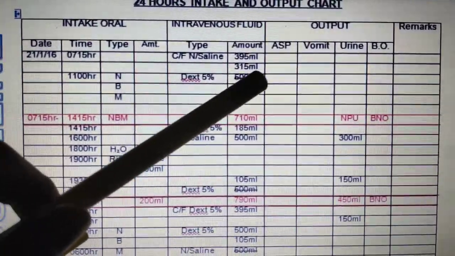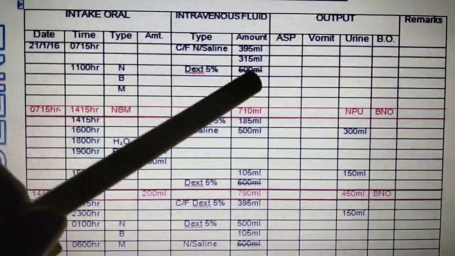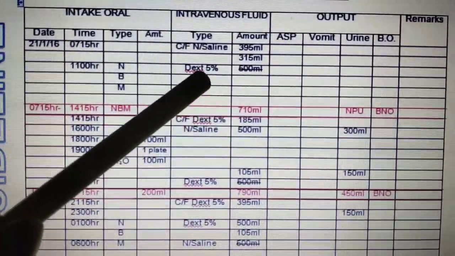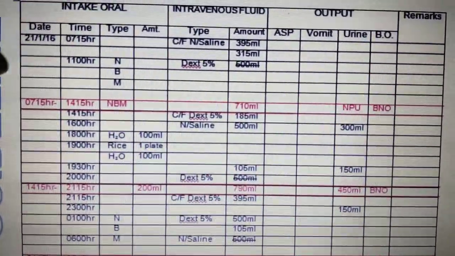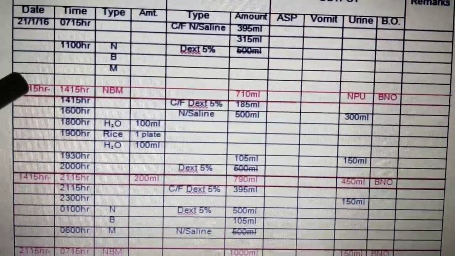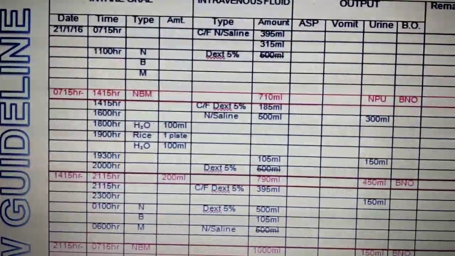315 ml, not 500 ml. Okay, 315 ml. At 7 o'clock she started saline. At 11 o'clock she started the dextrose 5%. Clear? Understood? Okay, fine. Next, what happened? Now this is the fluid order.